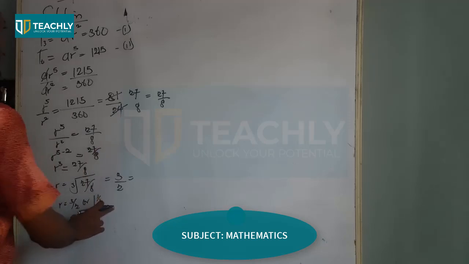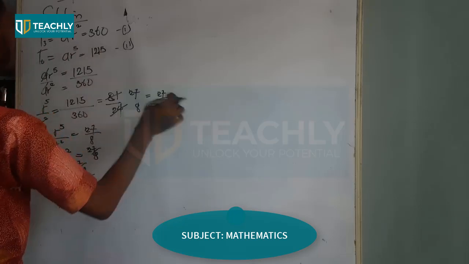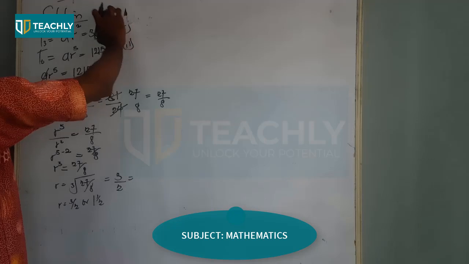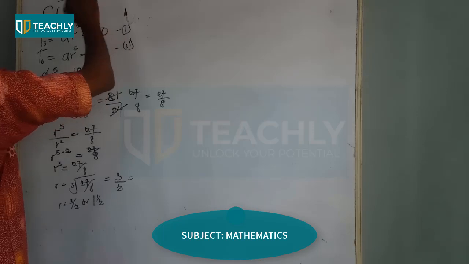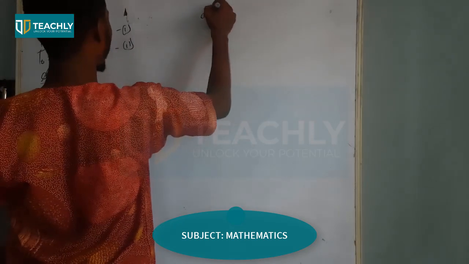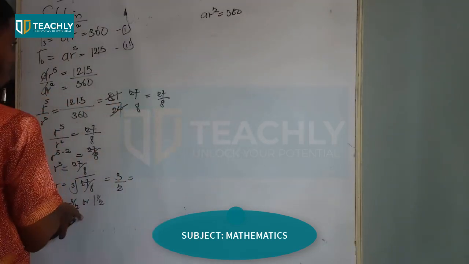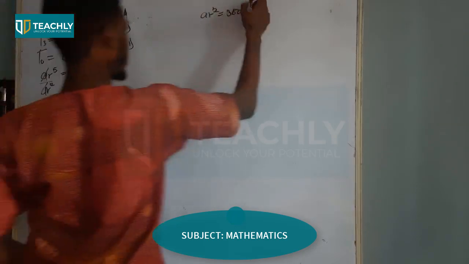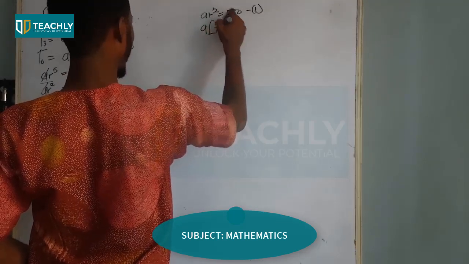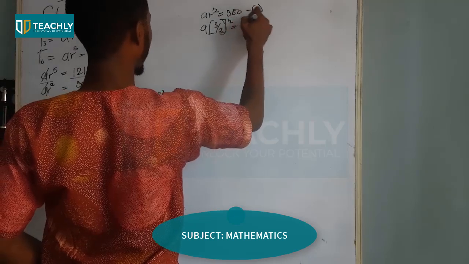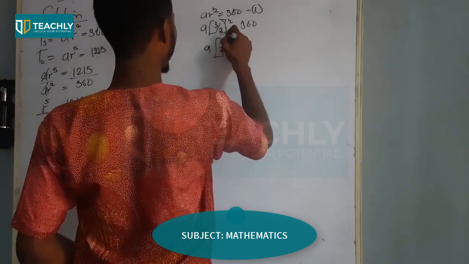But we are not done yet. We are still going to look for the value of our a. So we are going to input that into one of the equations here. For simplicity's sake, let's choose the first one, equation 1. So we have ar squared is equal to 360. If we input our r into equation 1, it's going to give us a times 3 over 2 squared is equal to 360. So we have a, open bracket, 9 over 4, is equal to what?